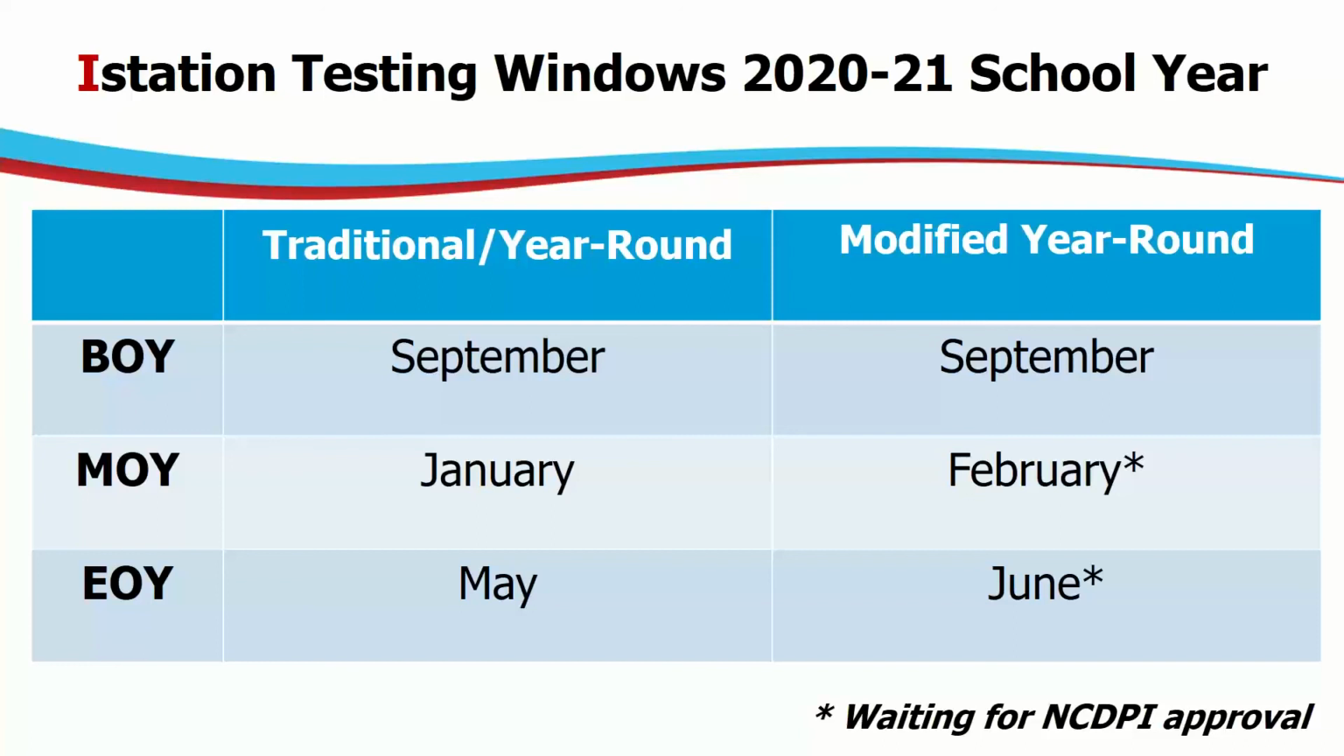The iStation testing windows for WAKE this year, for your traditional and year-round schools, for beginning of the year, middle of the year, and end of the year, you can see are September, January, and May. And then for your modified year-round schools, September would be your beginning of the year. I know that your district leaders have requested to the State Board of Education that they allow for middle of the year to take place in February, and that end of the year take place in June. They're still waiting for approval, but I wanted to let you know that they have put in that request for those months for those modified year-round schools.